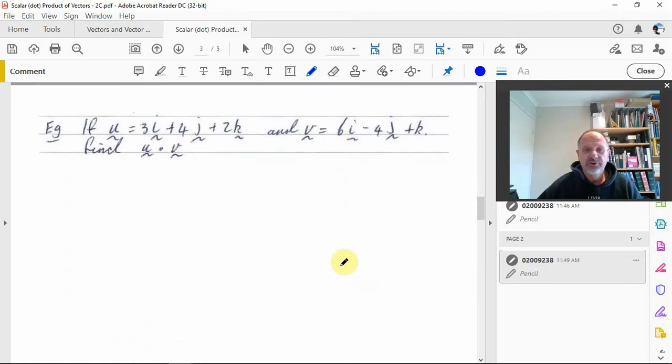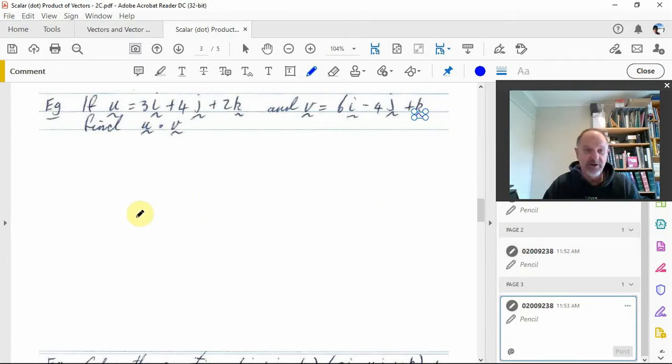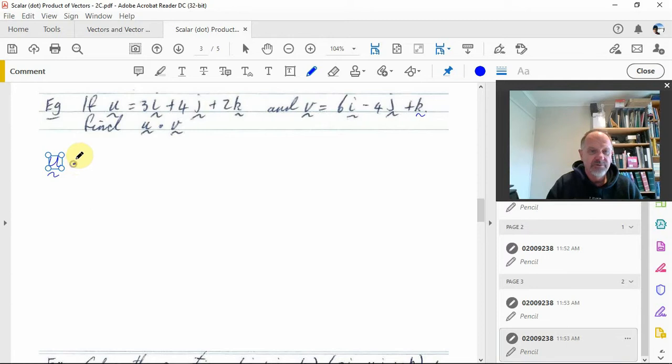So if u is equal to 3i plus 4j plus 2k, and v is 6i minus 4j plus k, find u dot v.